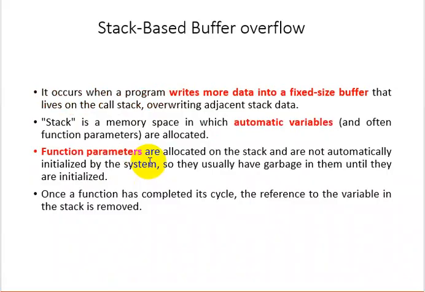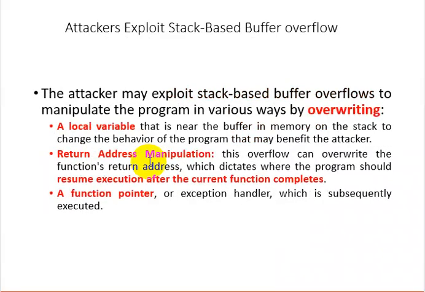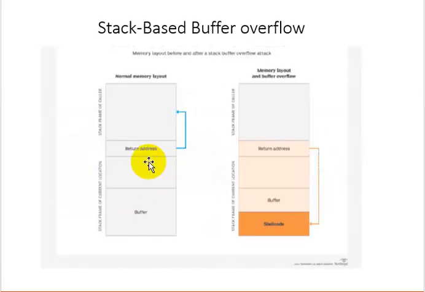In stack-based buffer overflow, too much data is written into a fixed-size buffer allocated to programs called the stack. This can overwrite nearby stack information. An attacker may try to take advantage of this by changing local variables, manipulating the return address, or affecting function pointers. This slide continues the stack-based buffer overflow concept and shows how memory can be affected when the buffer limit is exceeded.